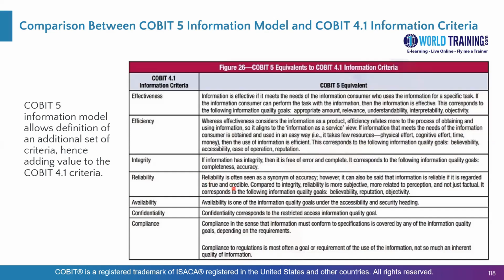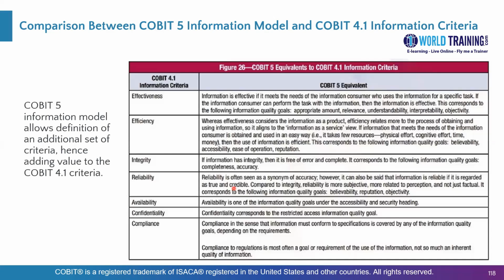In COBIT 5, reliability seems to be a synonym of accuracy, but it is like this: information is reliable if it is regarded as true and credible. So that's how we need to look at reliability in COBIT 5. And compared to integrity, reliability is more subjective, more related to perception, and not just factual.